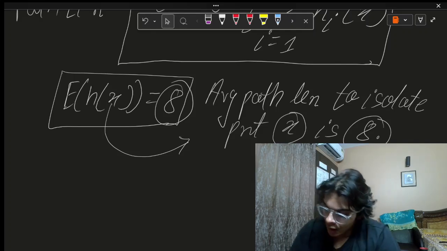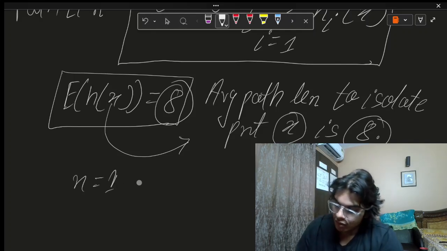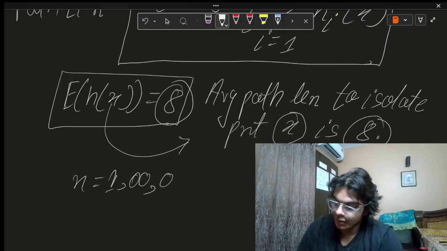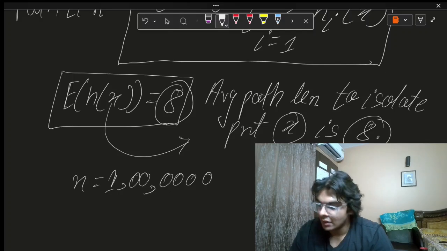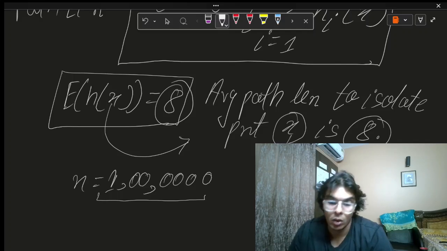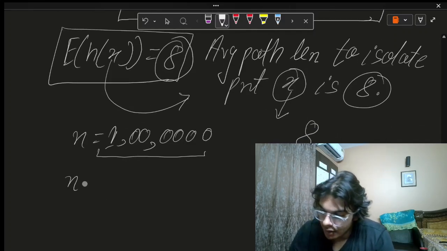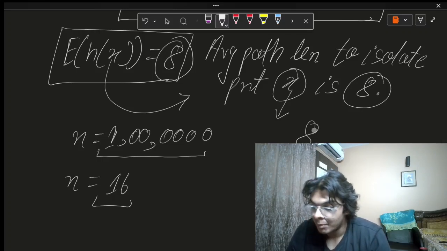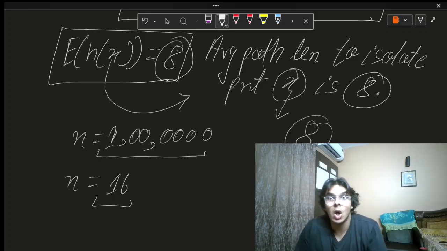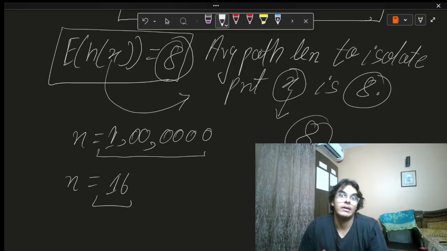Because let's say that my sample size was 1 million. Okay, and now I say that my average path length is 8. Now if we have got the path length 8 for a sample size of 1 million, it definitely means that x is an anomaly. But let's say that my sample size was 16. Now if my sample size is 16 and my path length is 8, then 8 is not an anomaly anymore. 8 is a normal point.